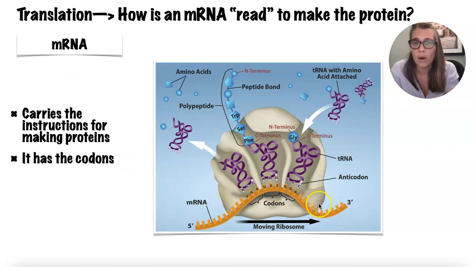And so it has the codons on it. So remember those codons that we just saw, the 3 nucleotides, 3 nucleotides, 3 nucleotides. This is where the codons are. They are on your messenger RNA.